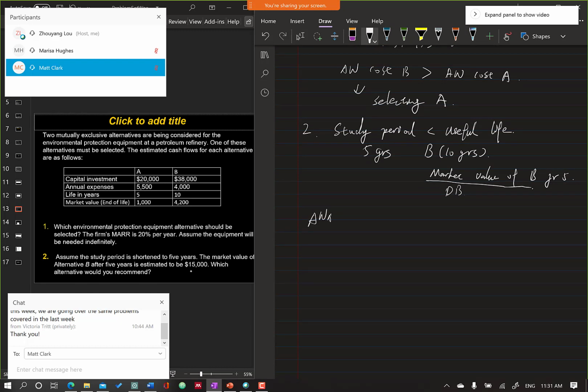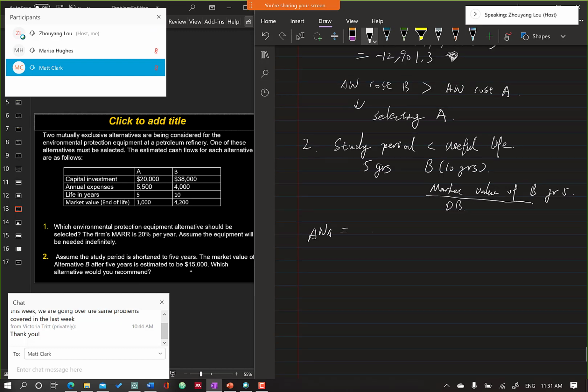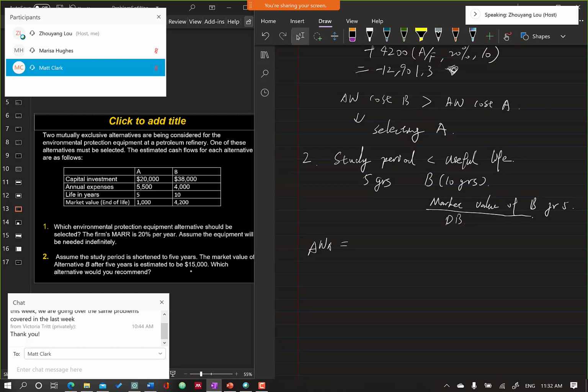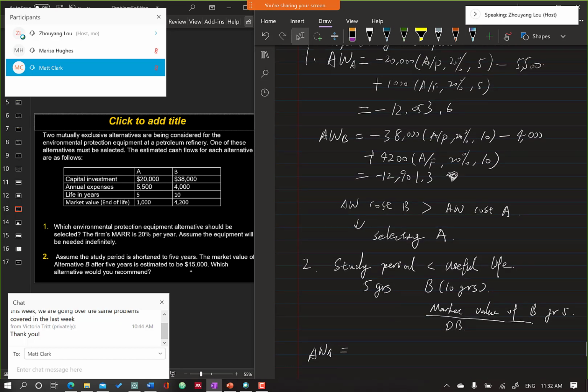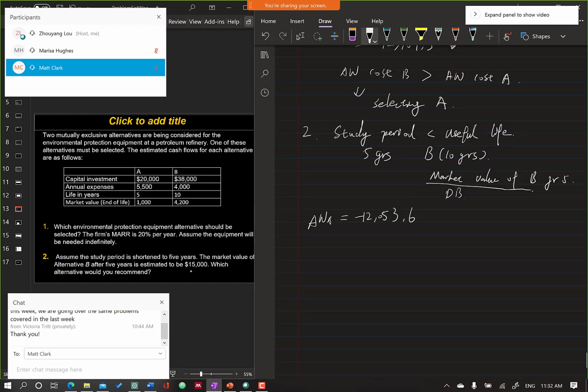For A, we don't need to do anything because its life is already 5 years. It matches with the study period. You can just copy that value down here. That's this one. And we just need to do some manipulation on the annual worth of B. So now we take that as the 5-year project.